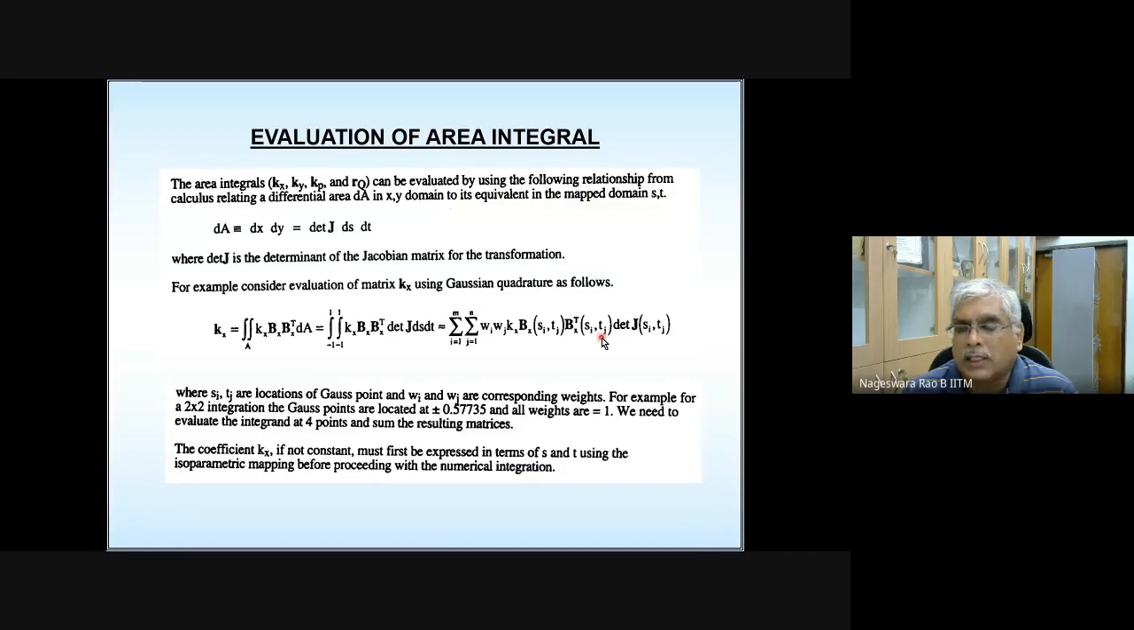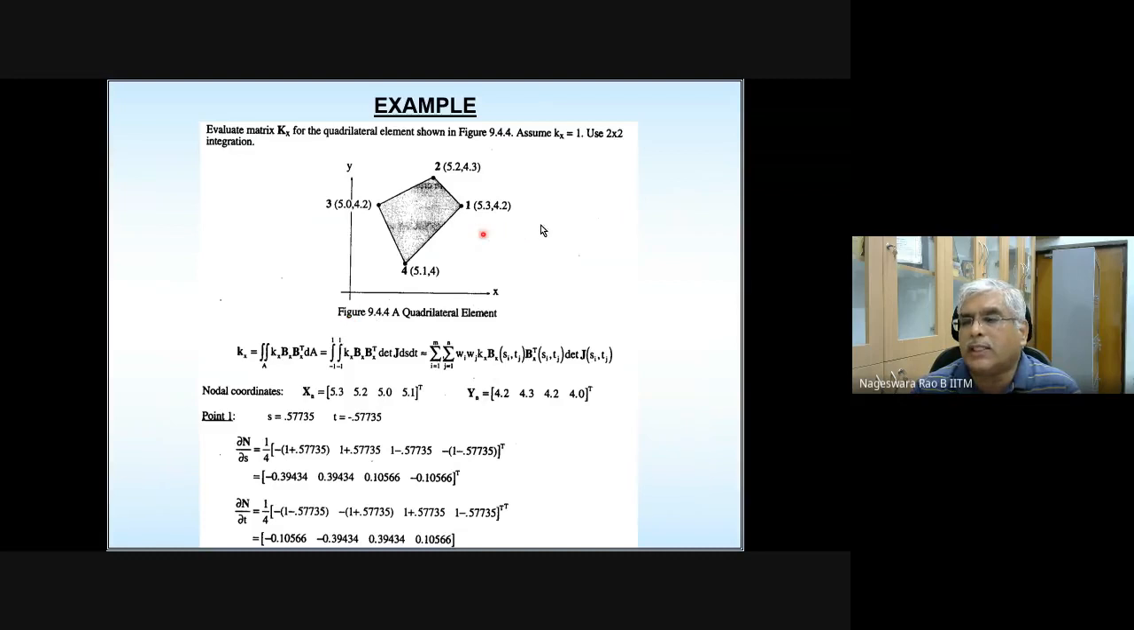A weight function in the s direction times the weight function along the t direction, and get the grid of integration points. All that, whatever you studied, and evaluate the entire integrand, that is kx times Bx transpose times determinant of J. All this is the integrand. You need to evaluate this integrand at each of the integration points, multiplied by the weights at those points. That gives you the total value of this. So how to evaluate this kind of thing for a particular problem, that is what is illustrated here.